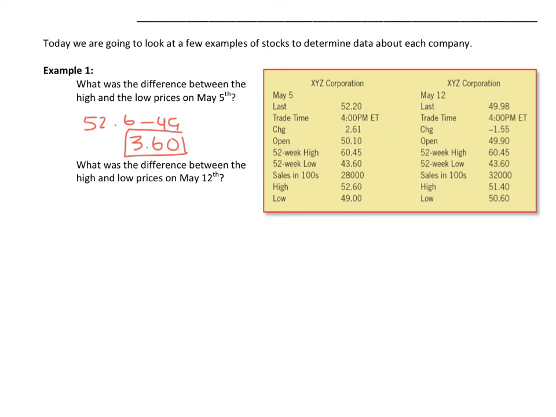And that's essentially what you would do with the second one. It just says the exact same thing except for May 12th. Subtract the high and the low, and I think here you end up getting like 0.8 or something like that. If you subtract the high and the low, you get 0.8. That's example 1.